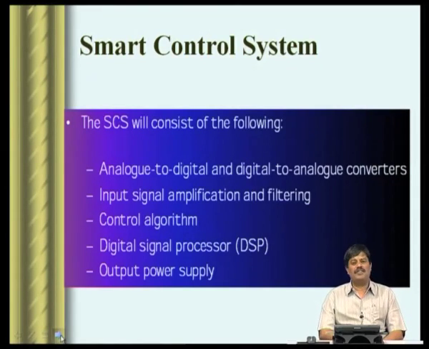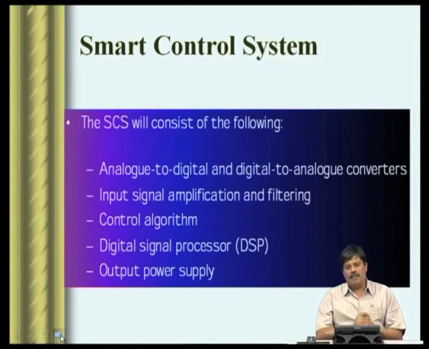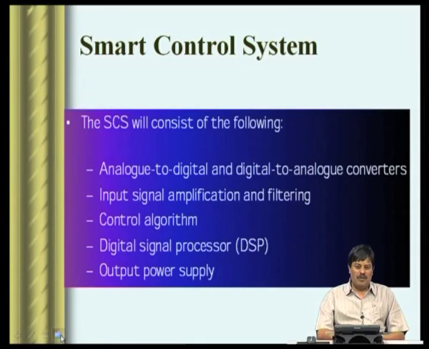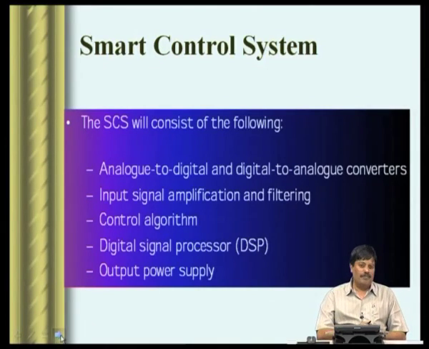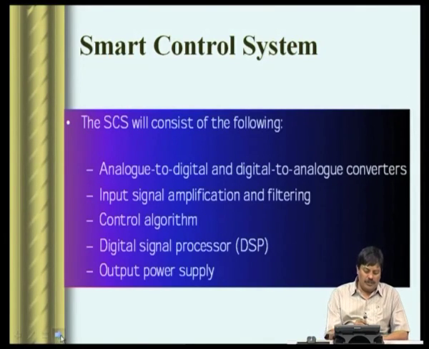For example, if it is a PZT type actuator, the control system has to generate an enormous amount of force in order to control the mechanical effects put on a structure, and the control algorithm depends upon the sensing input and what kind of output the sensor has to give to the actuator. We also need a digital signal processor to process the signals, and the output power supply. These are the important components of the smart control system.